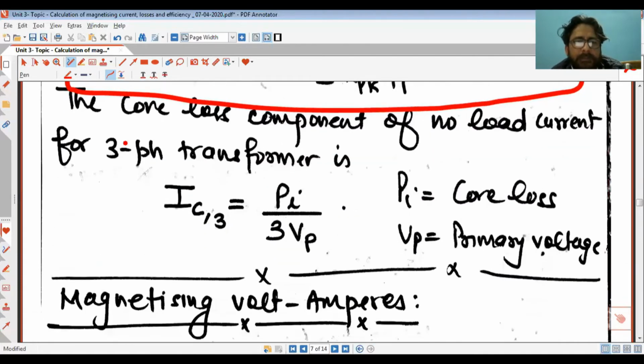So now from here, you can find out the component of the no load current which is responsible for iron losses, means the effective component IC. So IC comma 3. So comma 3 is used to indicate 3 phase. So it is Pi by 3 Vp. So this is the per phase value of this one. So that means we can find out the value of effective component of no load current also if we know the core losses.